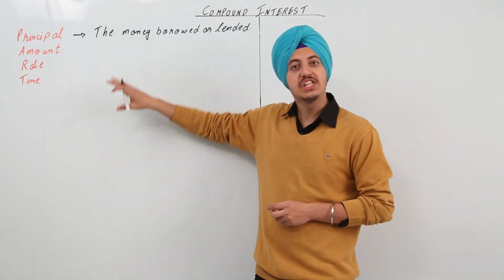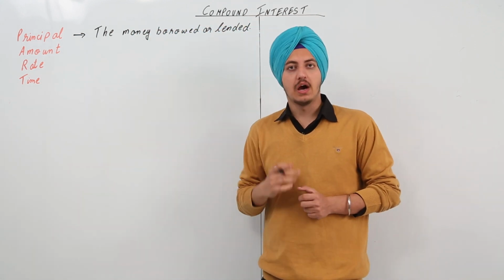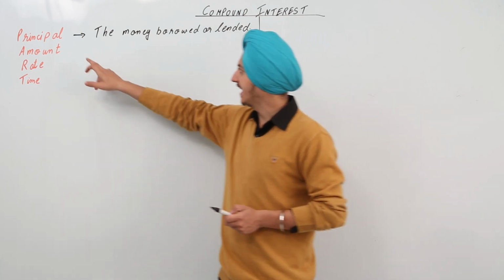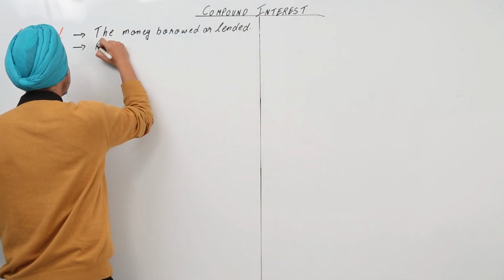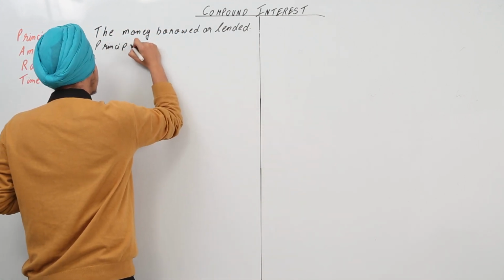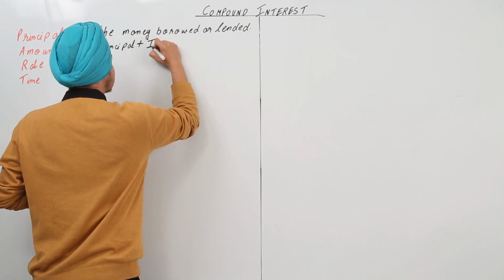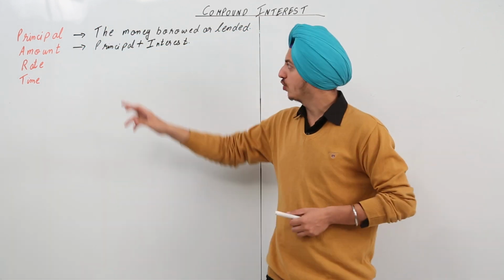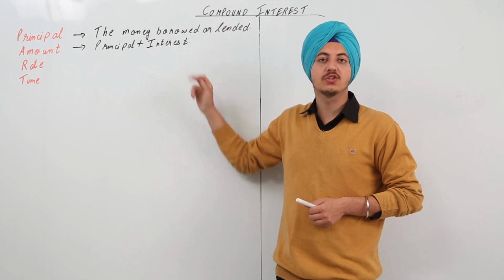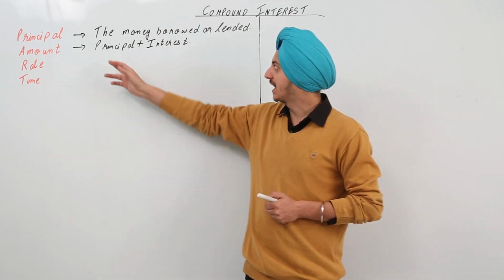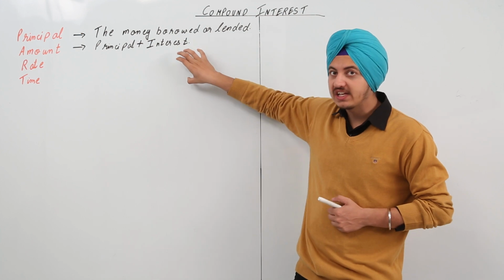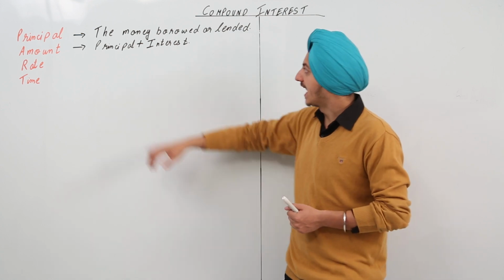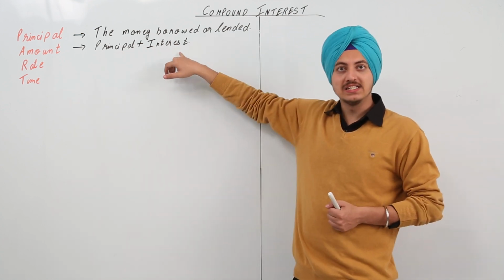Then comes the amount. Amount is the total money that we have to pay back. That means it is the principal plus the interest. Principal plus the interest is the total amount that we have to pay back to the money lender, right? So that is principal plus the interest. So what is interest from here? It is the extra money that we have to pay except for the principal, that is interest.